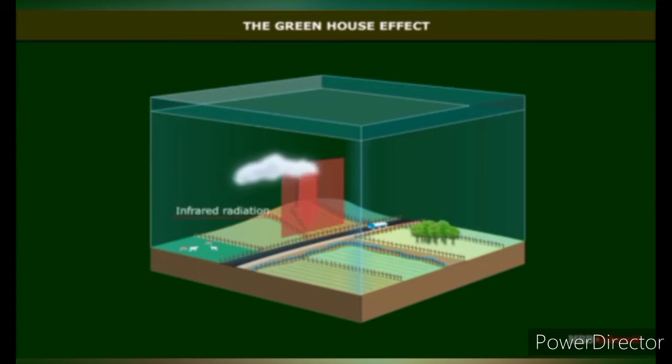Pollutants in the atmosphere are creating heat sinks and raising the average mean temperature of the Earth. This is known as global warming.